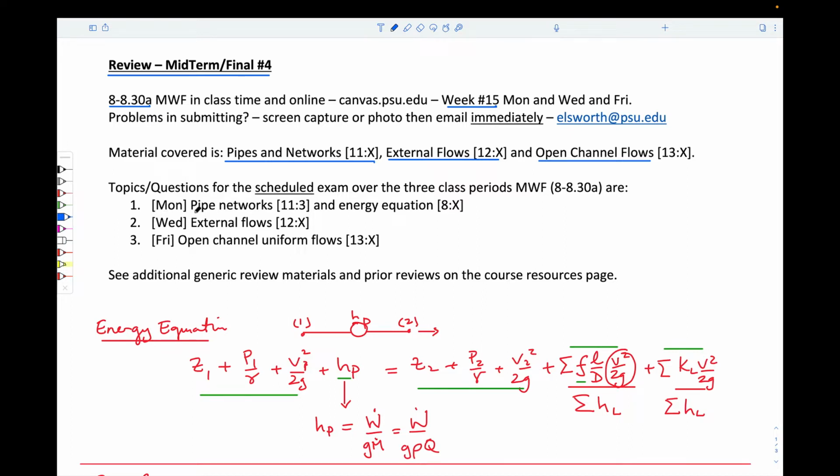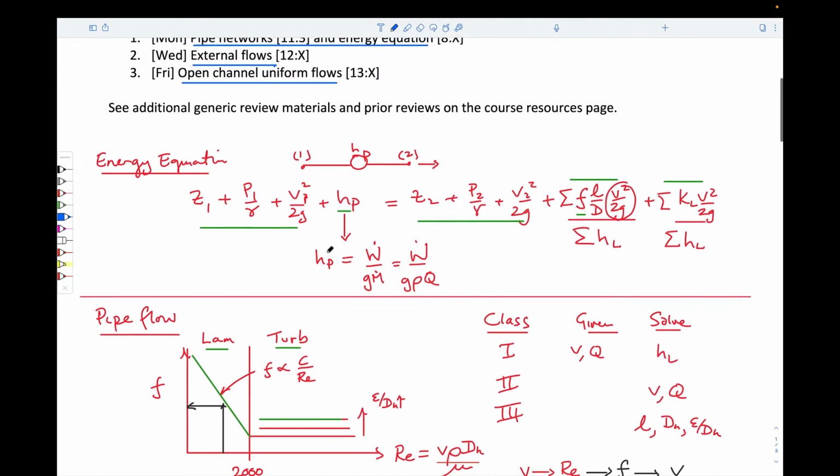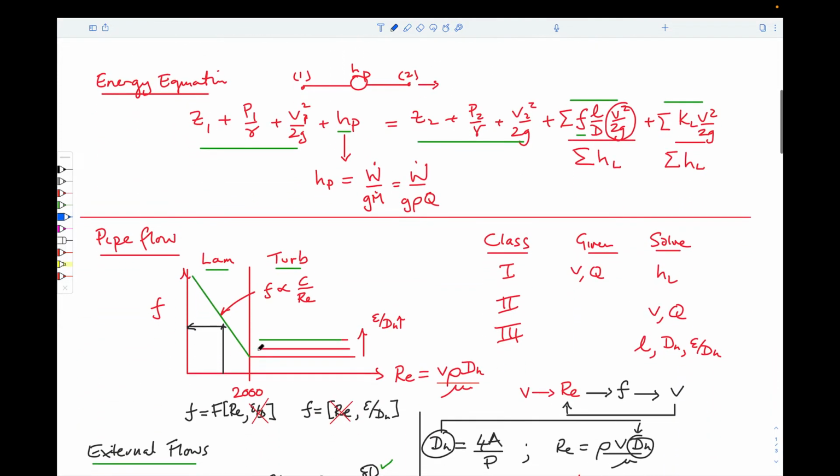The first one deals with pipe networks and the use of Bernoulli's equation written in terms of the energy equation. The second one is on external flows, and the third one is on open channel flows. So I'll just go through the material that's relevant to the individual topics which are appearing on the class.